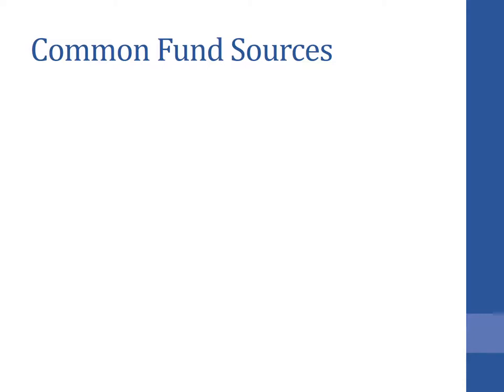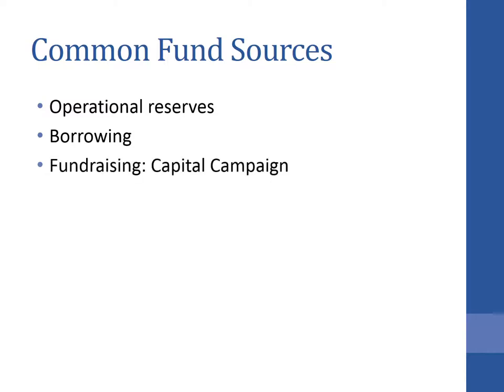For most organizations, there are 3 common sources of funding for new projects. Some use operational reserves if they have them, and not many nonprofits do. You can borrow money in the form of loans, bonds, or other conventional financing. Or you can raise the funds from philanthropic sources, including individuals, foundations, and businesses. This is fundraising, and in particular, capital campaign fundraising. All of these funding sources are possibilities, and some organizations use a combination of these strategies, but today we're talking about the capital campaign option.